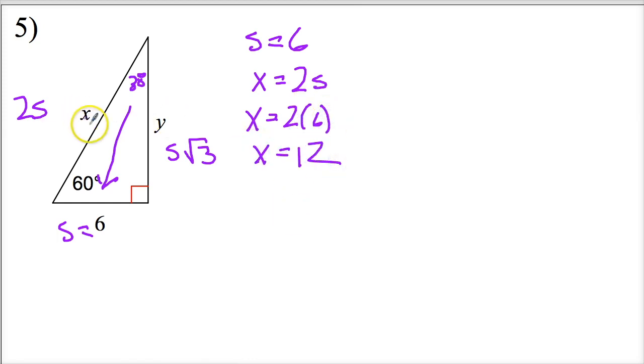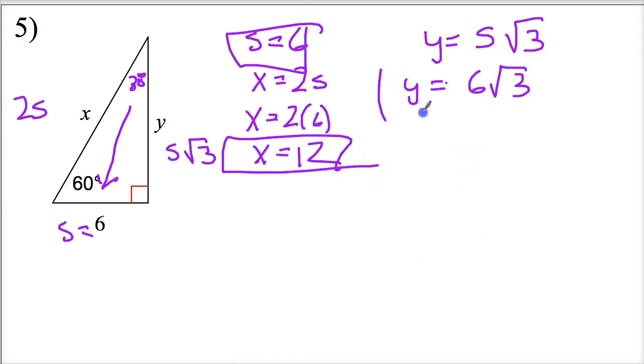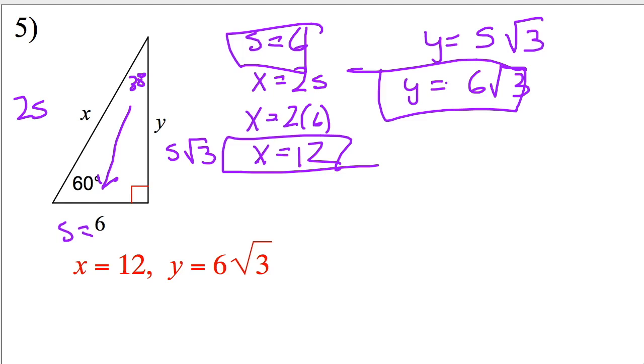So I found this one first this time, just because why not? On the other side of it, y is equal to s times the square root of 3. Y is equal to 6 times the square root of 3, because the s value is right here. There's x, there's y. So there you go. Show the answers. Boom. One more, I think, of this type.